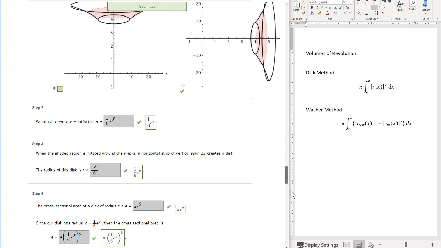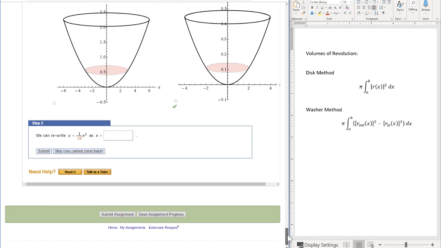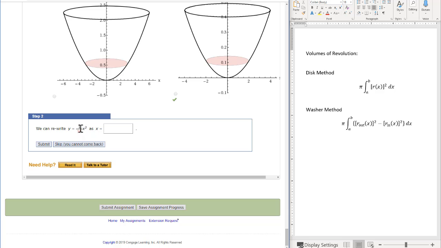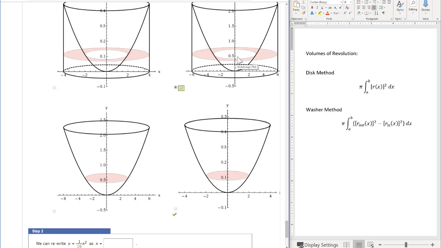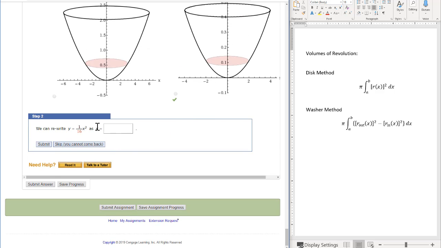So we are off to our next part, step 2. We can rewrite y is equal to 1/16 x squared as x is equal to something. If this is the washer that we're looking at, since there's a hole in it, the two radii we're going to be looking for are values that are represented by x. So we need to write x is equal to something. It looks like the outer radius will be x is equal to 6, and the inner radius would be x is equal to that parabola. So we need to rewrite this parabola in terms of y.